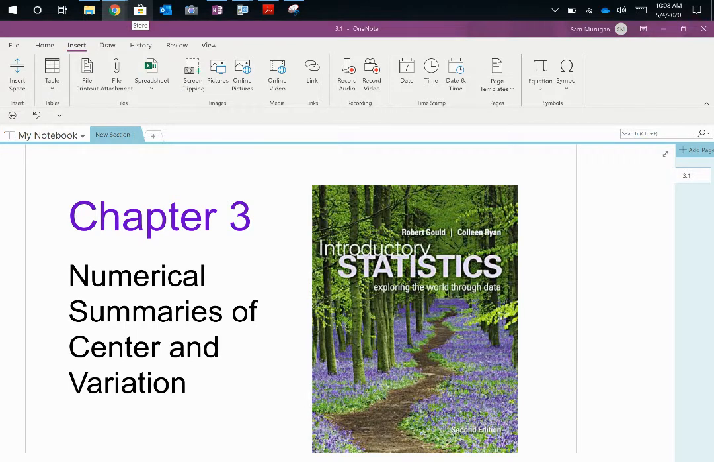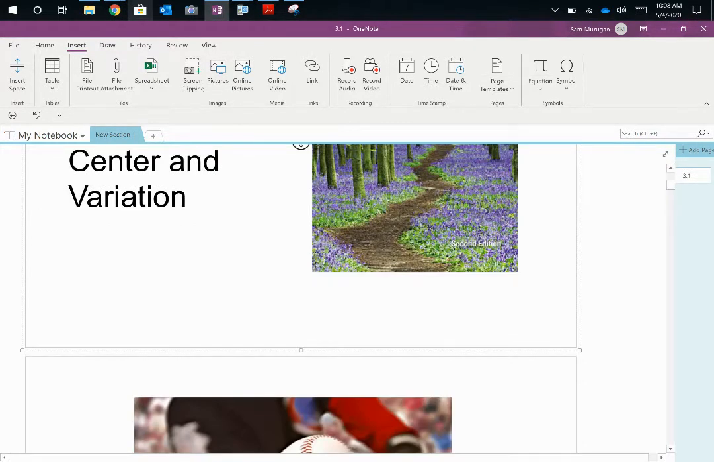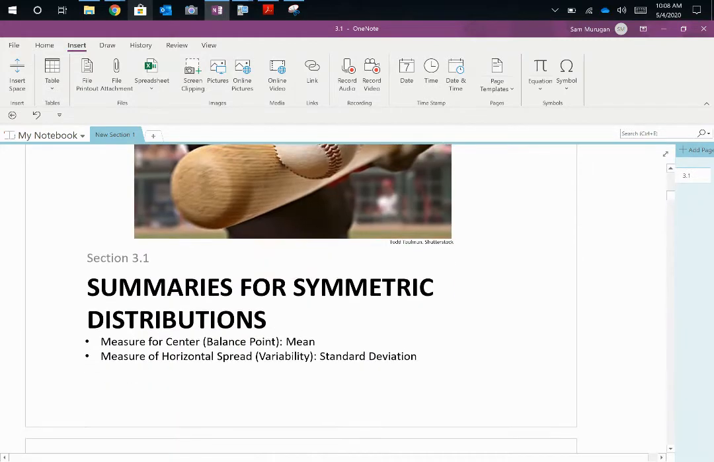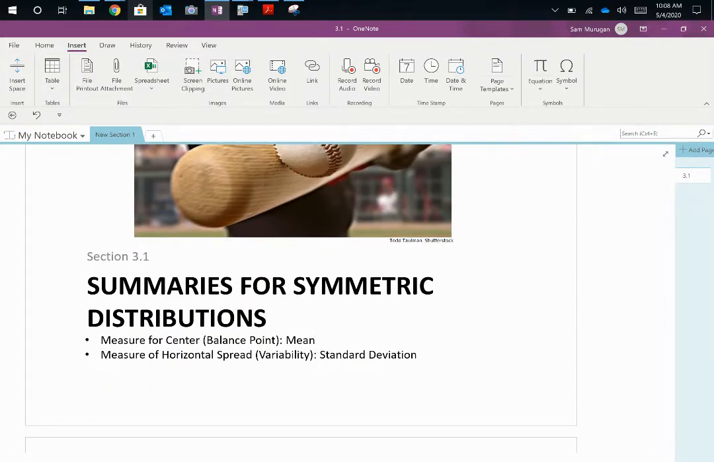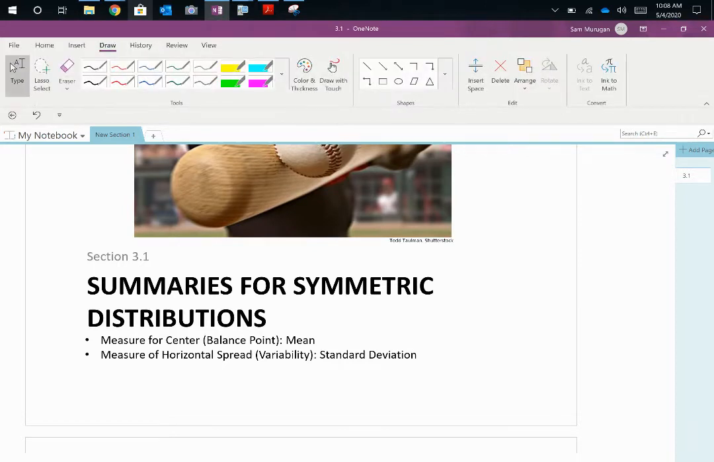So, Chapter 3, Numerical Summaries of Center and Variation. Chapter 3.1 is mainly concerned with the measure of center, which is called a mean, and measure of horizontal spread, which is called the standard deviation. So we're going to discuss those two things now, mean and standard deviation.